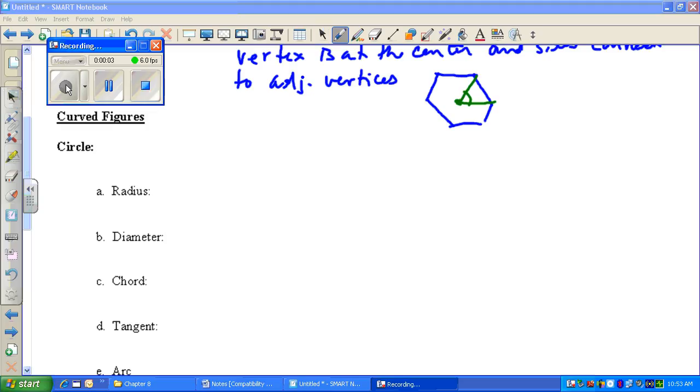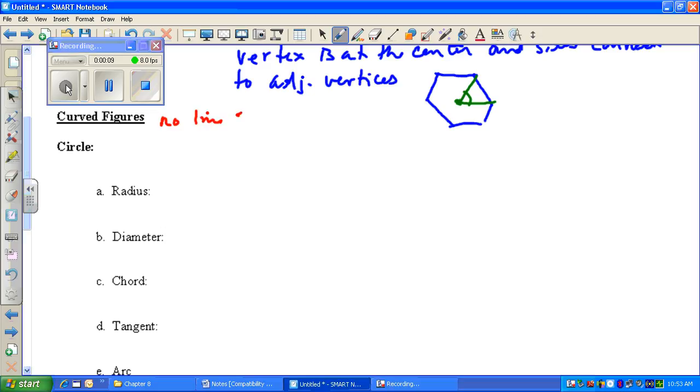Curved figures are curves formed, and they're not using line segments. A pretty common curved figure is a circle. And a circle has a definition: the set of all points in a plane, so we're keeping it two-dimensional, that have the same distance from the center.